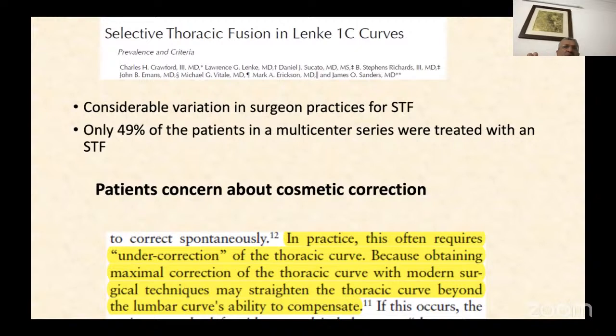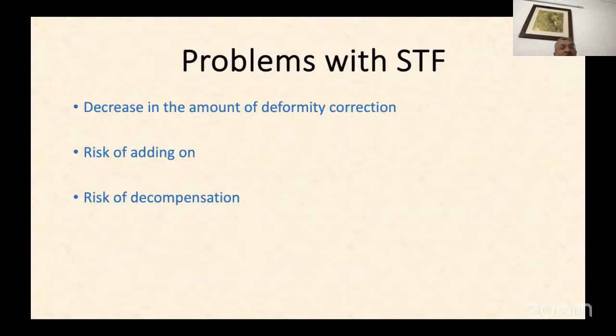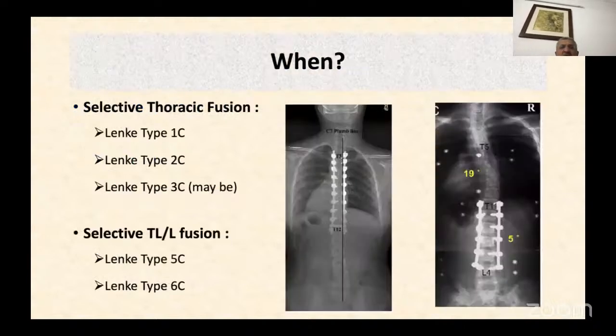That's number one. Number two, there is a higher chance of problems of adding on. Therefore, the spine doesn't look that straight, or there could be adding on and compensation. And that's why a lot of us, whenever there is a doubt, still tend to go for non-selective fusion, going up to the stable vertebra down in the lumbar spine. Because there are problems with selective thoracic fusion: the decrease in the amount of deformity correction, risk of adding on, and risk of decompensation.